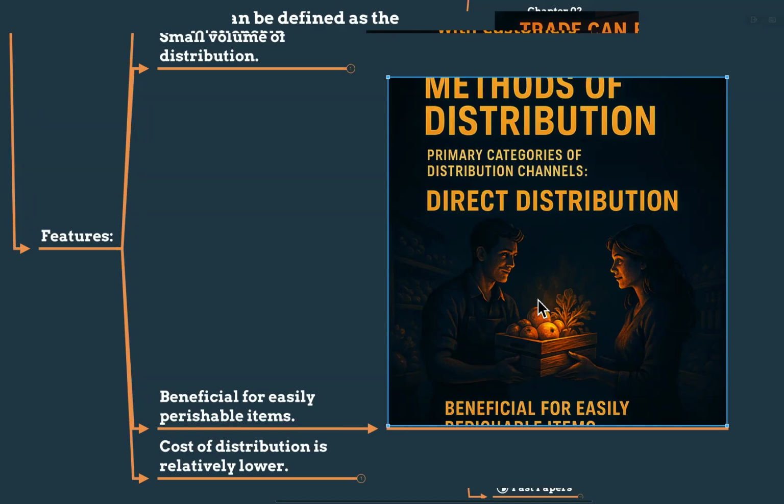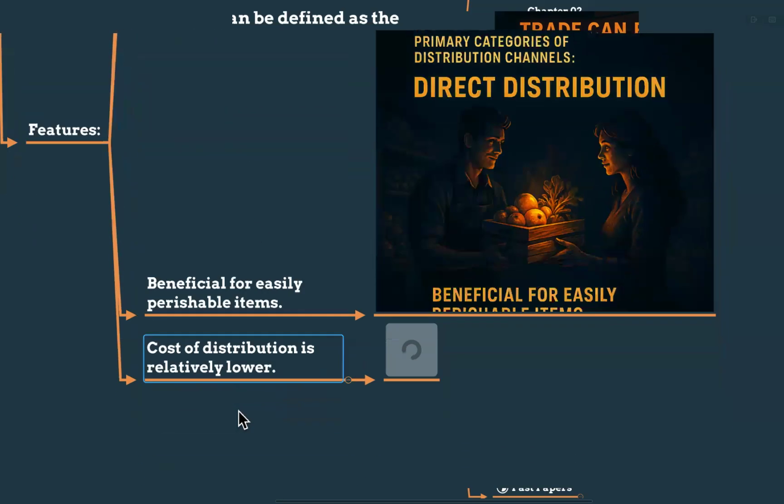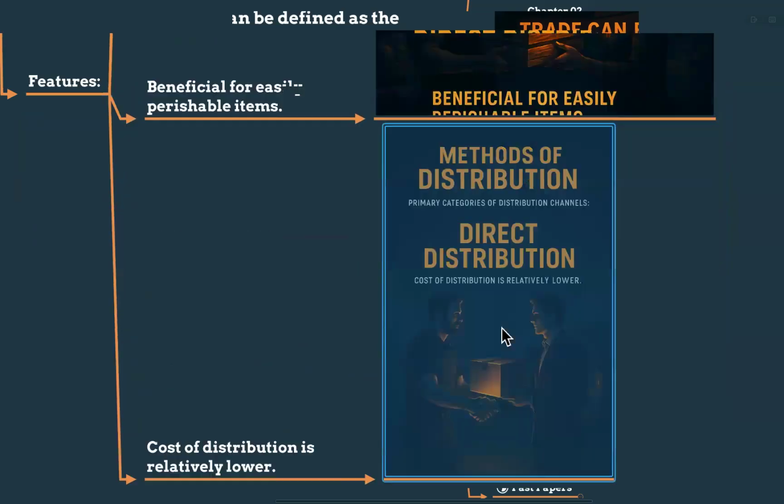So for those items, it is better to have a direct distribution method. For example, vegetables normally go from the farmer to the market directly. There is no time because it will damage quickly, right? So it is more beneficial for easily perishable items. No time for a long distribution chain. For example, fishermen at Negombo sell fresh fish directly to the people, like that.